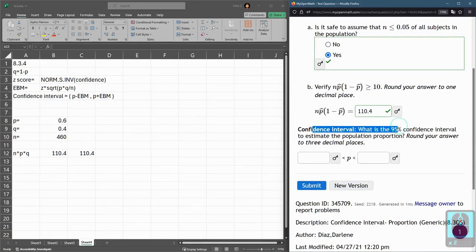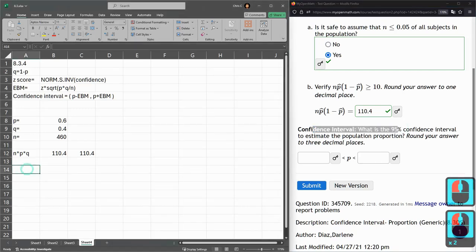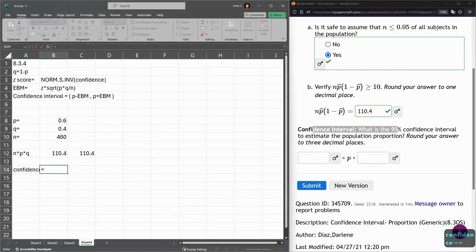All right, confidence interval 95%. So remember, we're going for a Z value. Confidence is 0.95, and we want to average this with 1. So 1 comma that value. Take it halfway to 1.